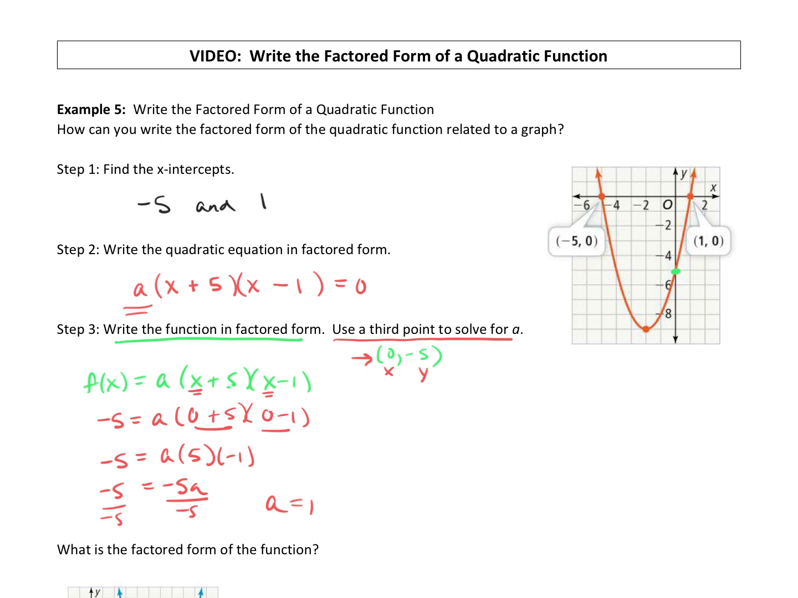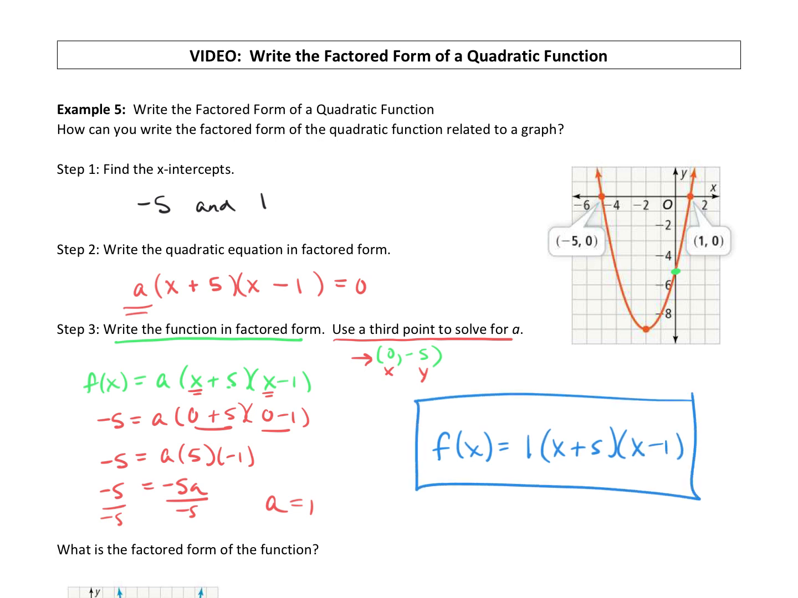Now that we know what a is, we can write our function. F of x equals, the a goes out front, 1 times, and then we already know the rest is x plus 5 times x minus 1. And there's our quadratic function in factored form that relates to the graph.